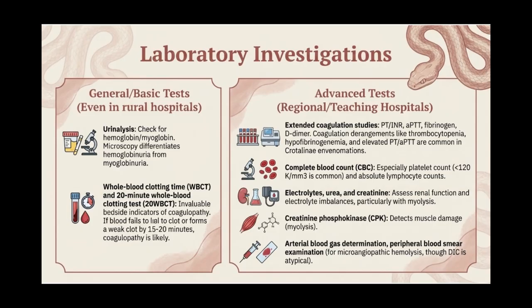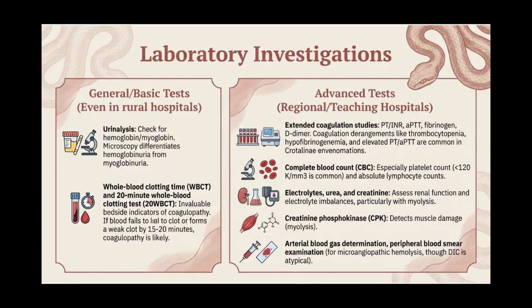When full laboratory facilities are available, several urgent tests should be performed for patients envenomated by snakes, especially in regional or teaching hospitals. These include extended coagulation studies, which assess the blood's ability to clot properly. Such studies should include tests for prothrombin time, international normalized ratio, activated partial thromboplastin time, fibrinogen levels, and the presence of cross-linked or D-dimer degradation products of fibrin and fibrinogen. Coagulation disturbances like thrombocytopenia, hypofibrinogenemia, and elevated clotting times are common hematologic effects seen in envenomation by Crotalini snakes.